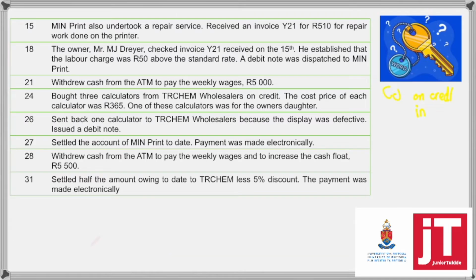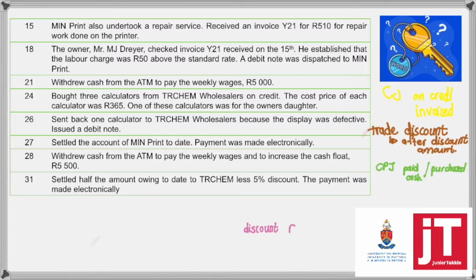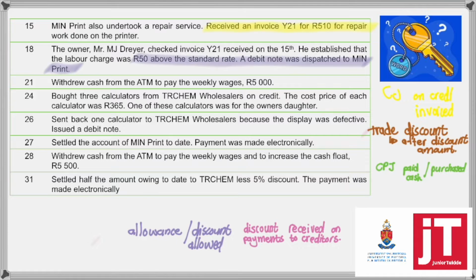Then if we look at the next transaction, remember our keywords again: discount received, and so forth. When we look at the first one, Minute Print also undertook a repair service, received an invoice, so that will be creditors journal. And then on day 18, the owner, Mr. DJ, checked the invoice and established that there was an overcharge of 50 Rand, so that will be an allowance journal. On the 21st, we withdrew cash for weekly wages, CPJ.